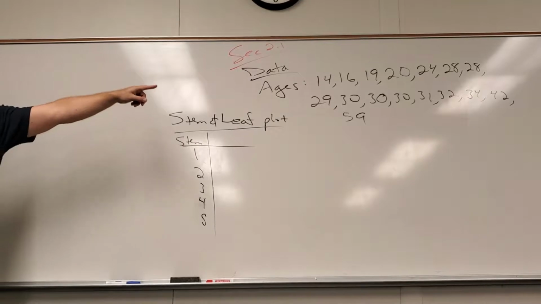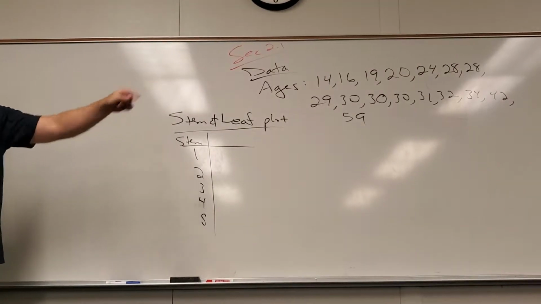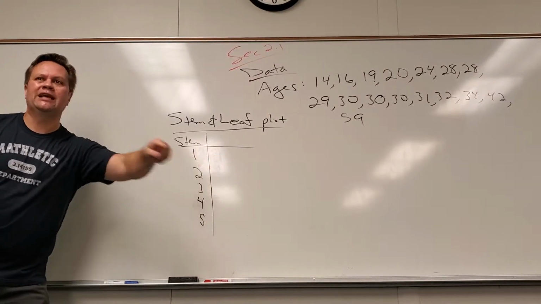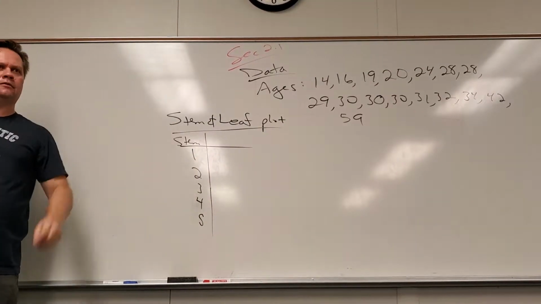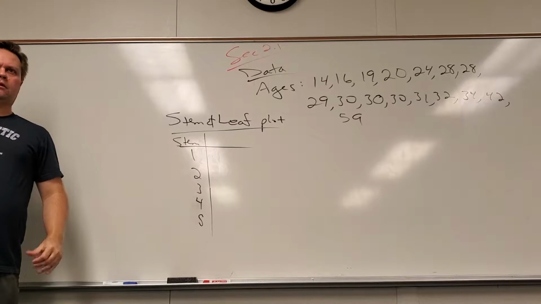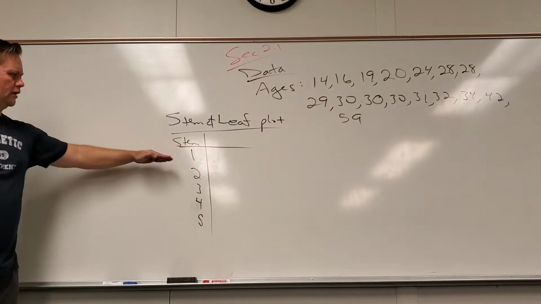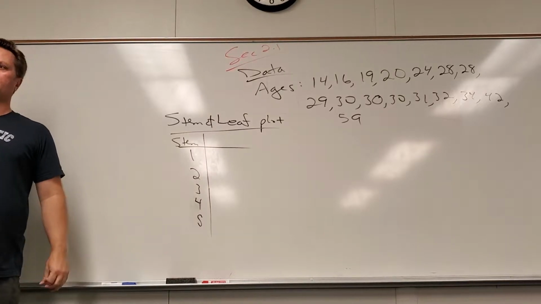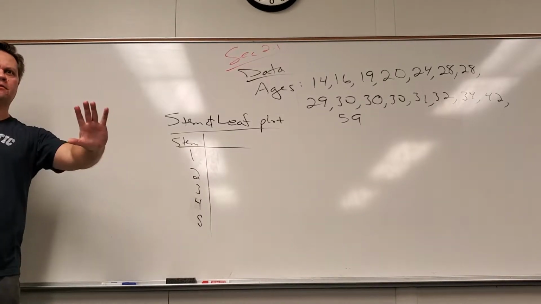If I didn't have anybody that was 40, I would still put a 4 there. It would just end up empty. It's like a stem with no leaves. You guys with me? So don't skip things. Don't skip from 2 to 4. That's being dishonest. You got to show empty stems.